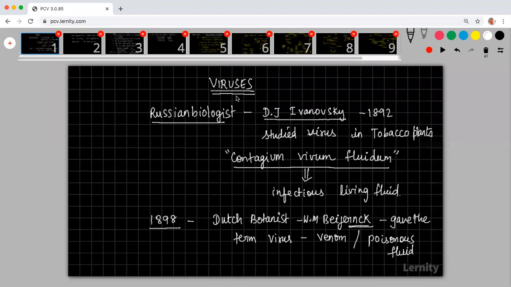Listen, single strand can also be converted into DNA. Double strand also can be converted into DNA. It all depends on the organism.